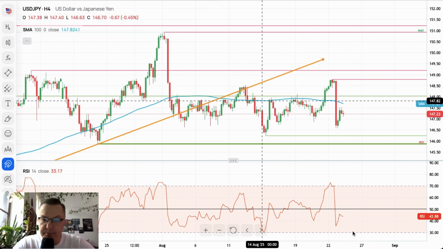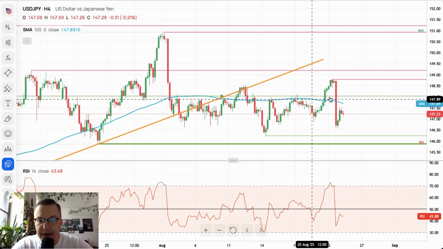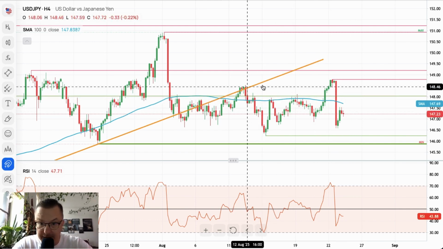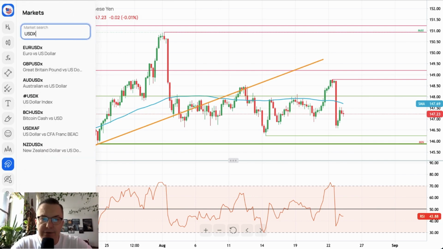So right now we are back in the consolidation. We are back in the range. Nevertheless, it looks like we are back below the 100 periods moving average. We are back below the trend line. Outlook remains bearish. Let's take a look at the US dollar index.